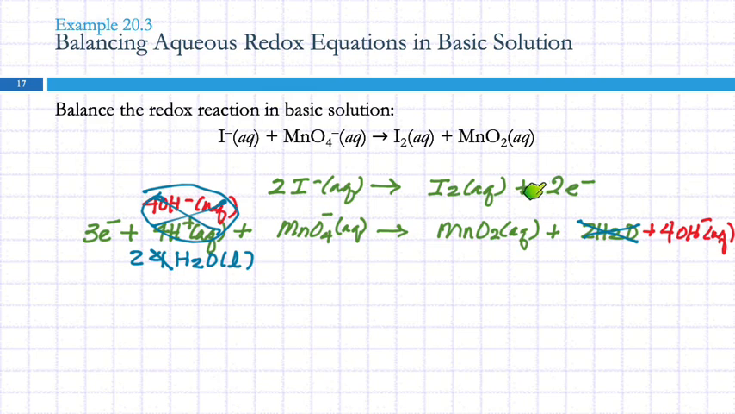Now we need to get the number of electrons equal. This is 2 and 3, so I'm going to multiply by 3 up there and by 2 down here, so they're both going to end up with 6 electrons. So the top one I'm multiplying by 3, 2 times 3 is 6, and this is 3, and this is 6. And then down here I'm multiplying by 2, so this becomes 6 electrons. And this becomes 4 waters again, and this is 2 and 2 and 8.